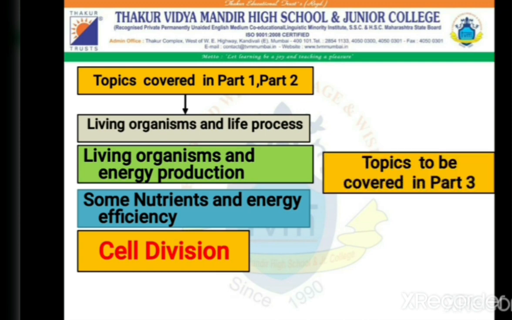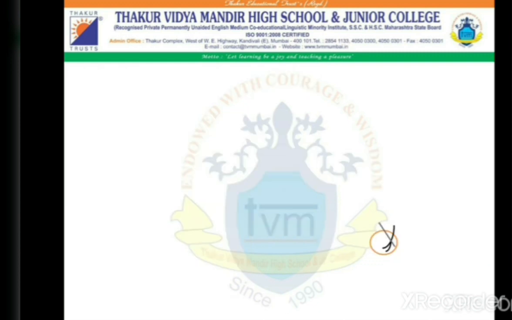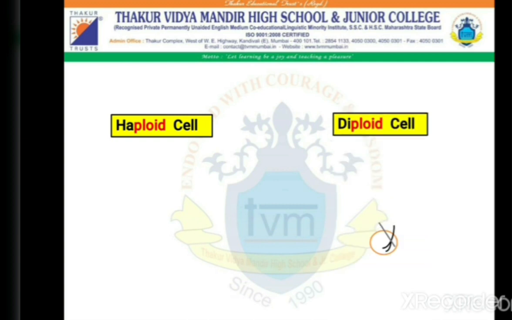Topics to be covered in this part is mitosis. Mitosis is a very important stage which is carried out in cell division. But before starting with the part of mitosis, let us understand about haploid cell and diploid cell. Haploid cell is basically a cell which contains a single set of chromosomes. And since it contains a single set of chromosomes, it is called a haploid cell.